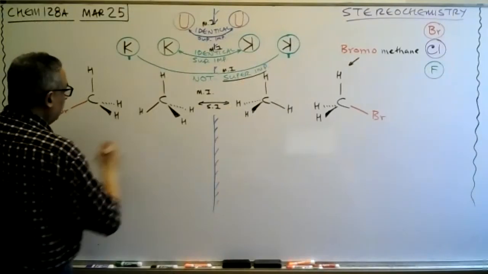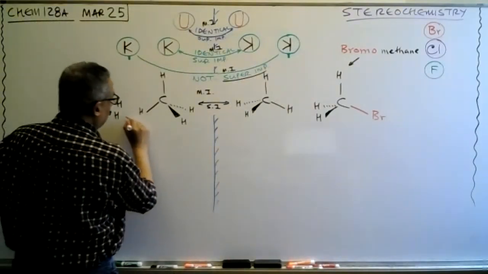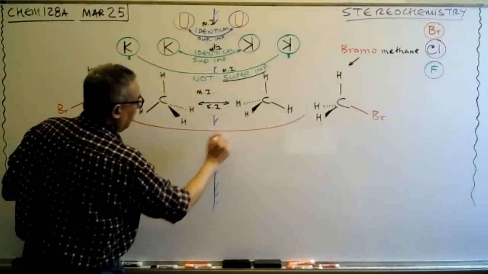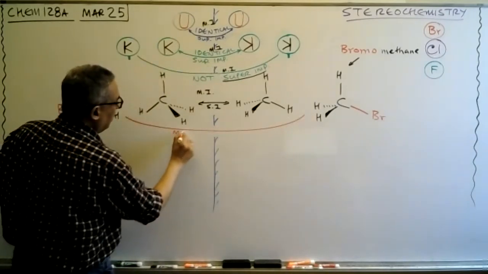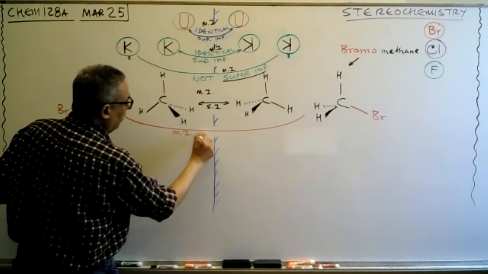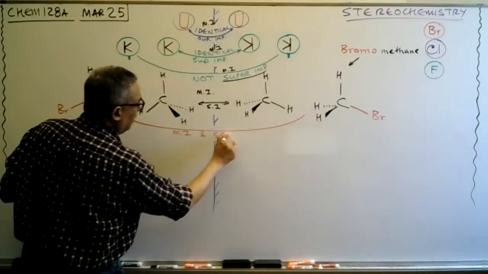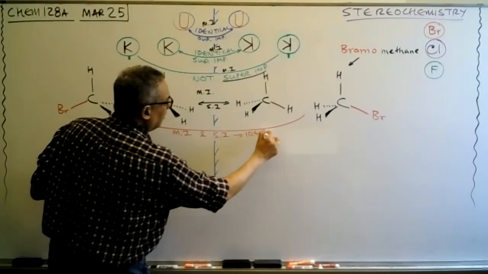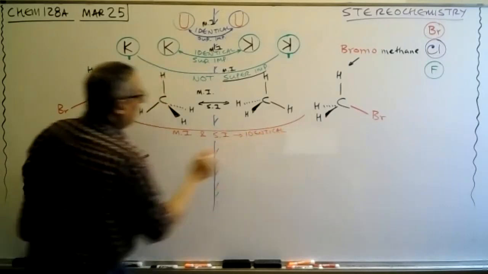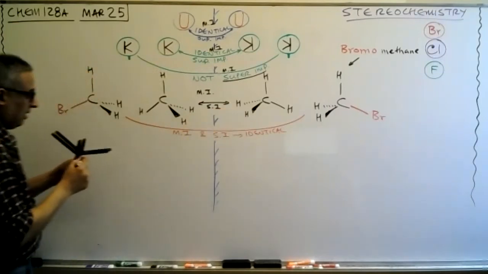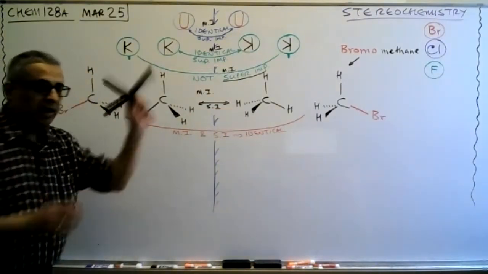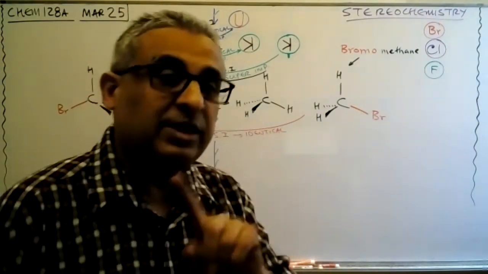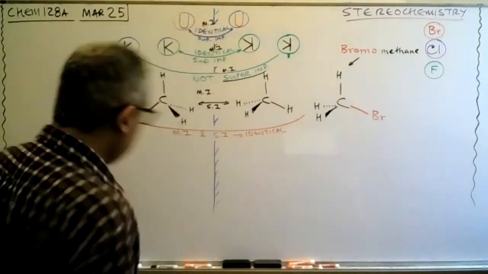So the relationship between these two molecules: they're mirror images, and also they're superimposable, that means they're identical. Okay, these two guys are also identical. Now, next, let's mess with one more hydrogen. Let's change the second hydrogen and see what happens.